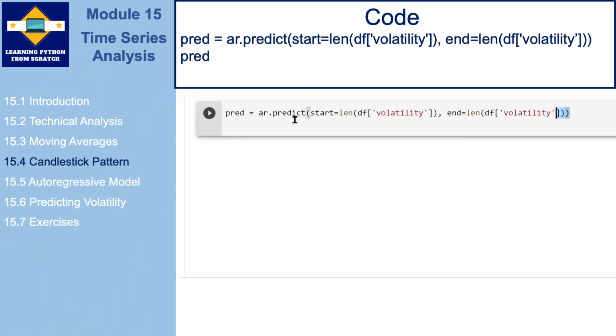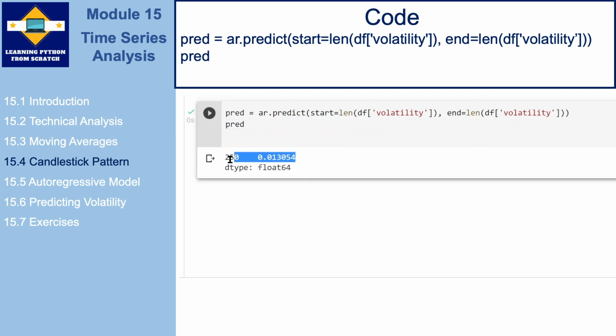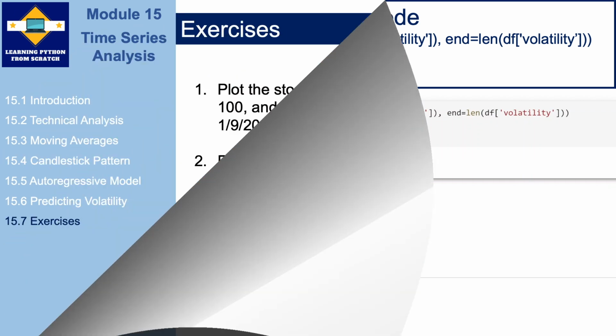So lastly, we are going to make a prediction of the volatility for next week. So we use the AR.predict, and now you should be able to see that our prediction would be 1.3%.